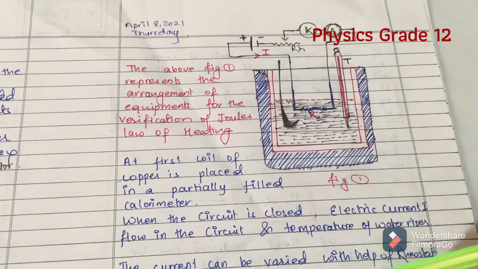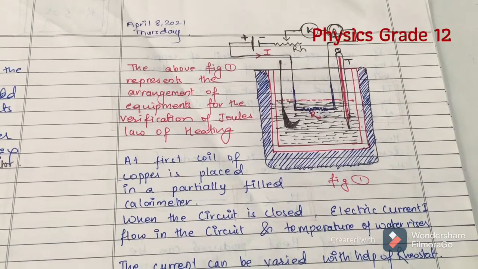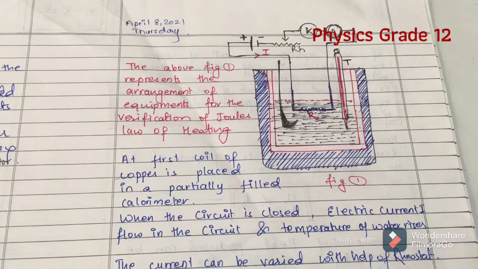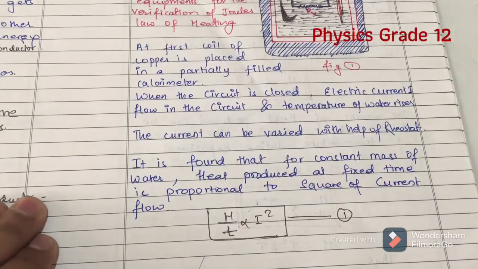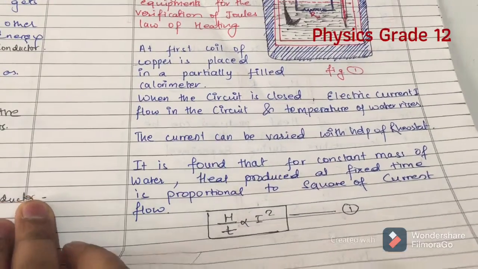So it is found that for a constant mass of water, the heat produced in a fixed time is proportional to the square of the current, that is S by T is proportional to I square. You can see over here S by T is proportional to I square. अब के हुन्छ त? So let us see.